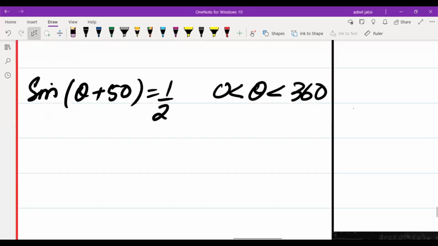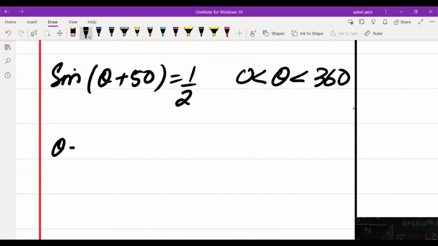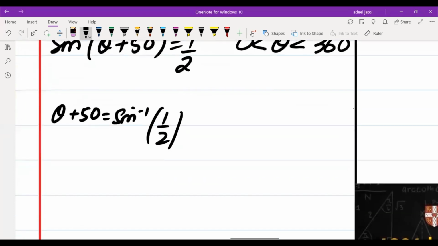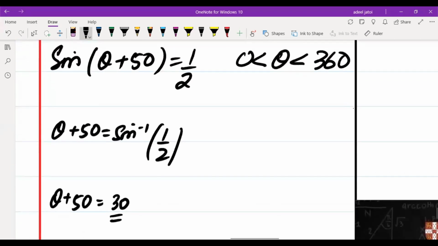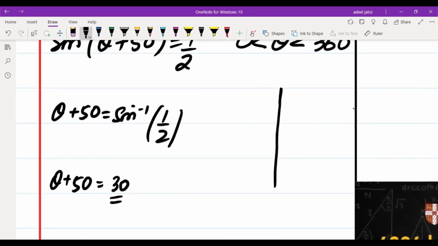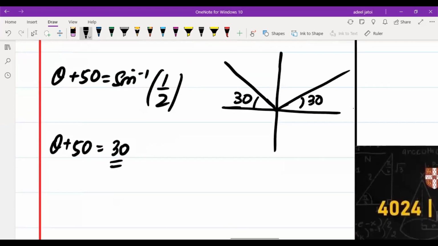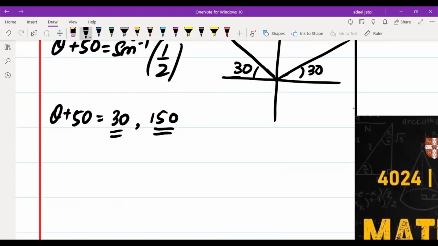Now here's another example question. Let's say theta plus 50 is equal to sine inverse 1 upon 2, and we know that the domain is from 0 to 360. So this is theta plus 50. Sine inverse gives 30. Considering 30 as your basic angle, and knowing that sine is positive in the first and second quadrants, this is 30 and this is 30. So your second answer is what? 150. But now we know that there is a plus 50 as well.